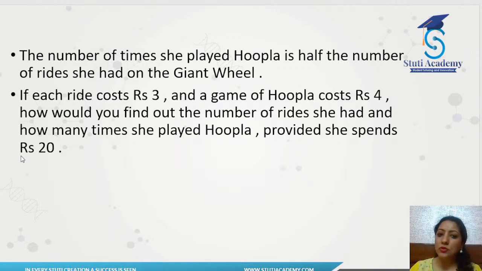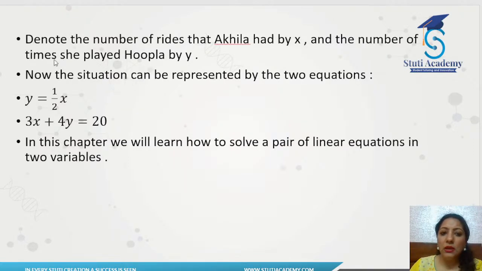Now we have to figure out how many times she has played hoopla and how many times she has enjoyed the ride. It is already given to us in the question that number of times she played hoopla is half the number of rides she had on the giant wheel. So keeping this in mind, we are going to first denote the number of times Akhila takes rides by X. So number of rides she has taken, we are going to denote it by X. And the number of times she played hoopla, we'll denote it by Y.